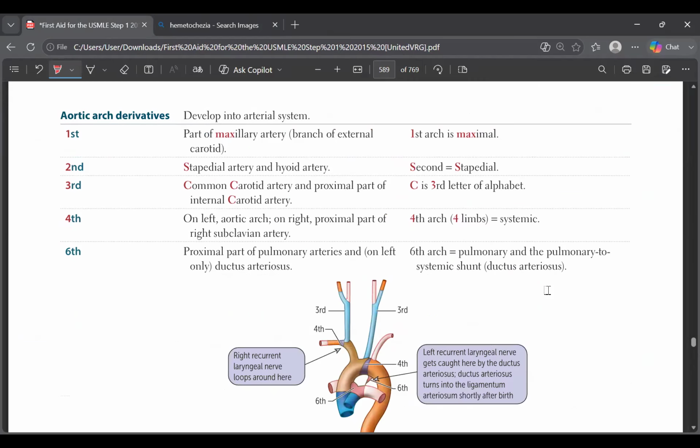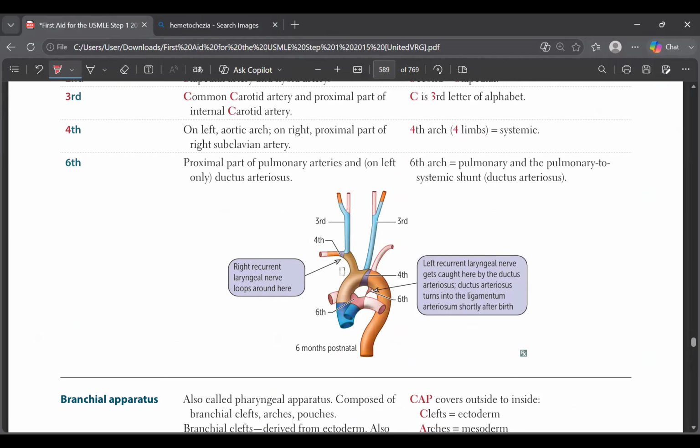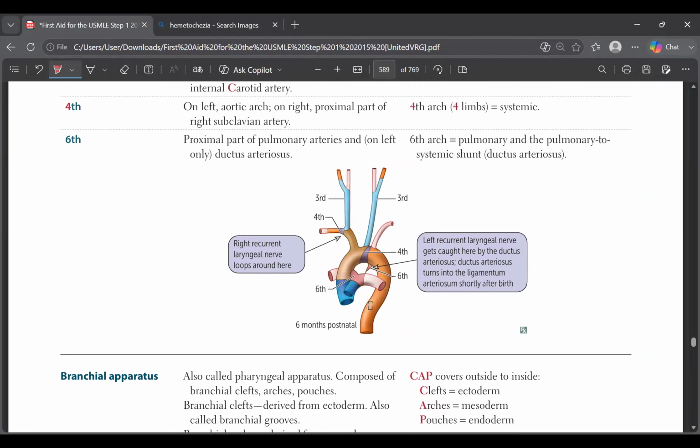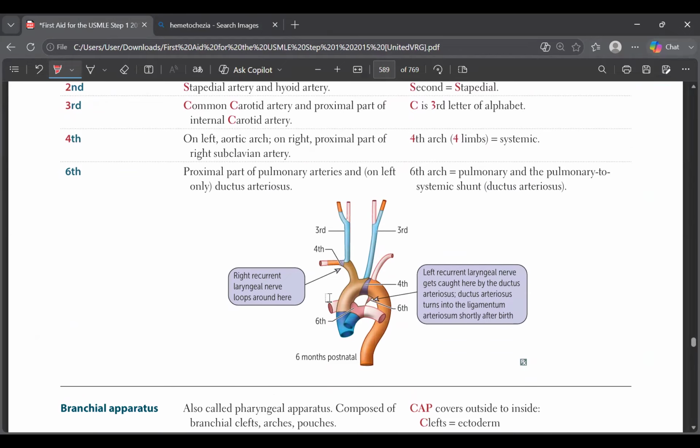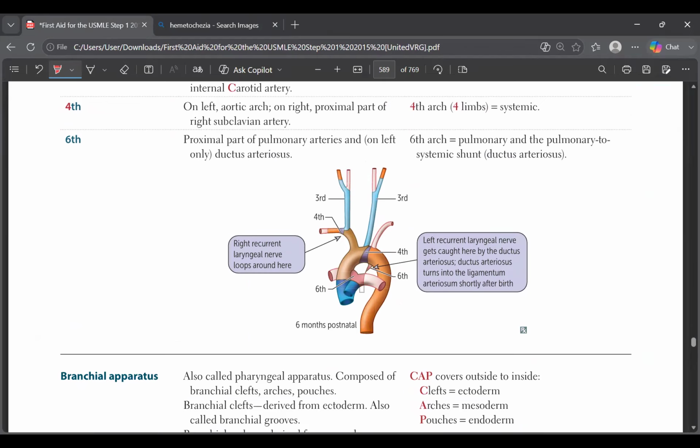Okay. So now we come to aortic arch derivatives. This is the aortic arch, and we can see that this is the third aortic arch, this is the fourth aortic arch, this also forms part of the fourth aortic arch, and this is the sixth aortic arch. This is basically the structure of the aortic arches 6 months postnatally.